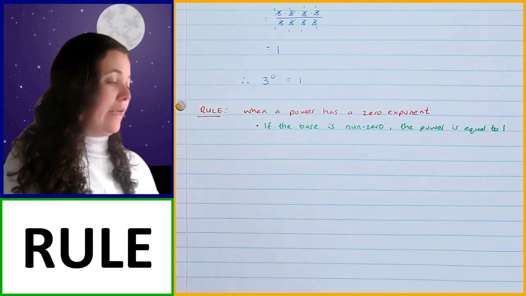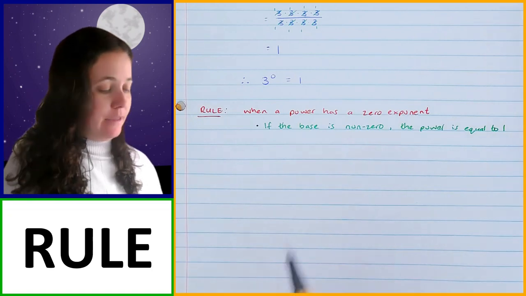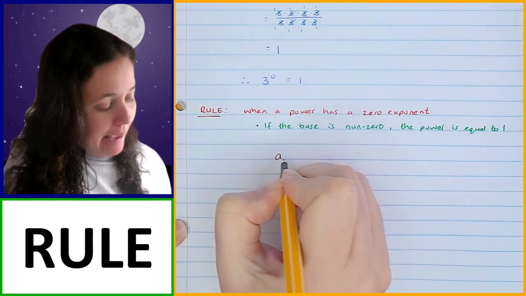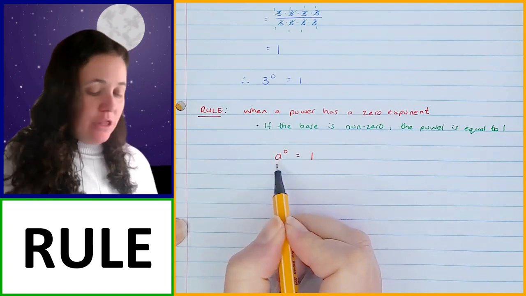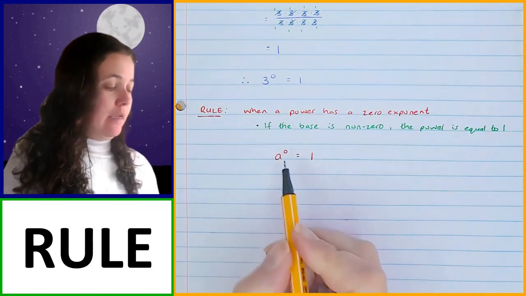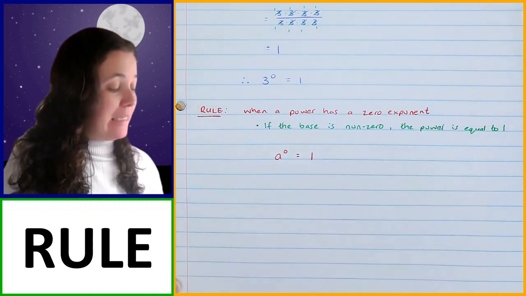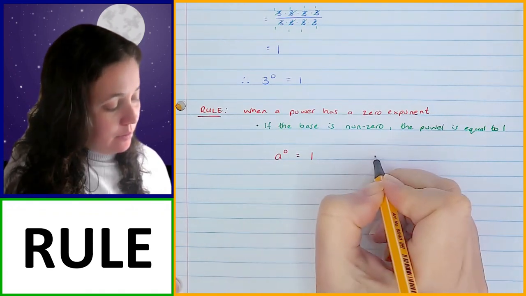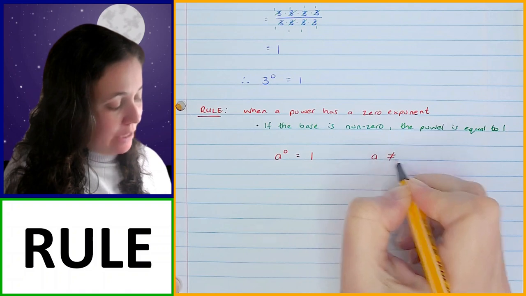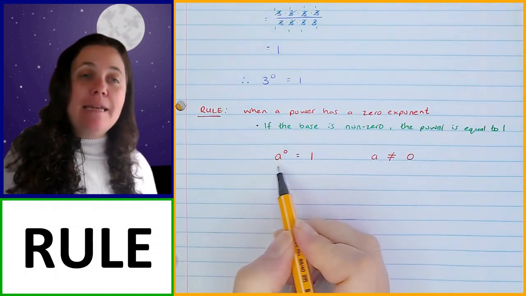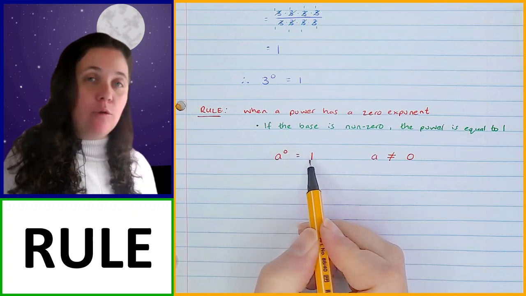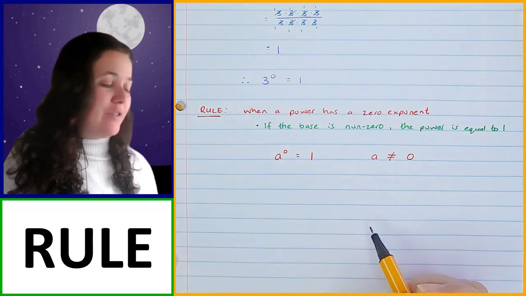So that is our rule over there. And it can also be written like this: A to the power of 0 equals 1, where A can be anything except that A cannot be equal to 0. So any number to the power of 0 will equal 1, except for 0 to the power of 0.